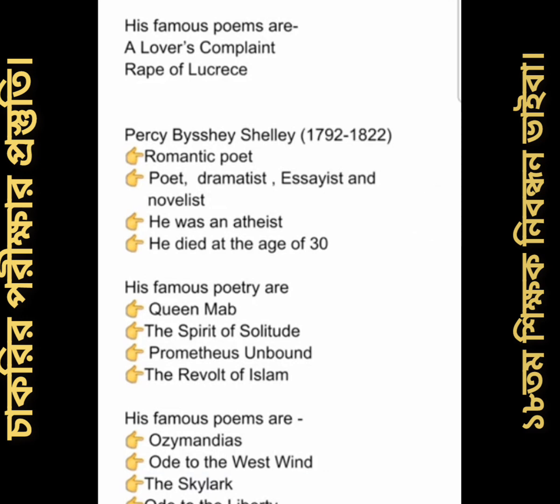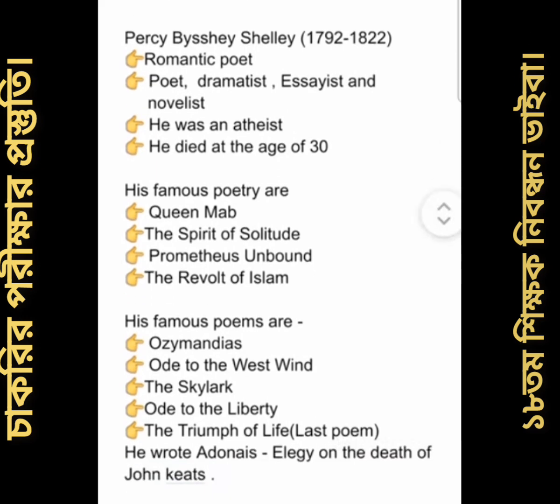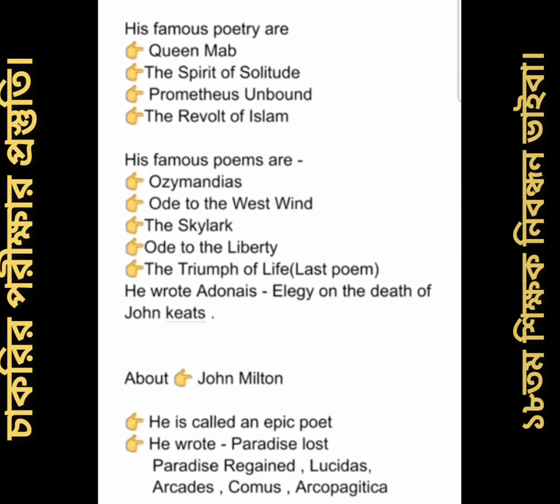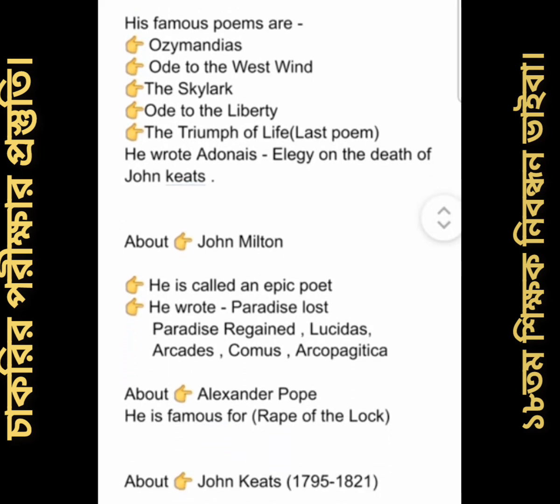Percy Bysshe Shelley, romantic poet, dramatist, essayist and novelist. He was an athlete. He died at the age of 30. His famous poetry are Queen Mab, The Spirit of Solitude, Prometheus Unbound, The Revolt of Islam. His famous poems are Ozymandias, Ode to the West Wind, The Skylark, Ode to Liberty, The Triumph of Life, his last poem. He wrote Adonais, Elegy on the Death of John Keats.